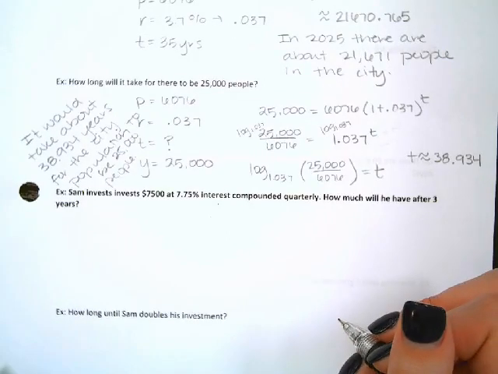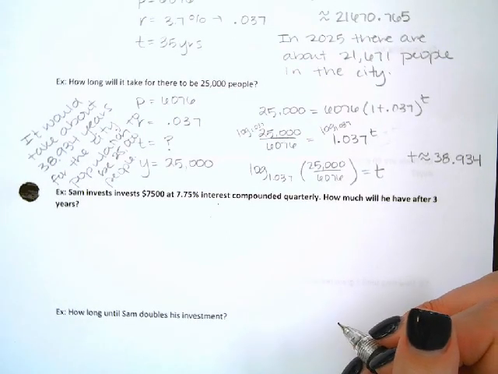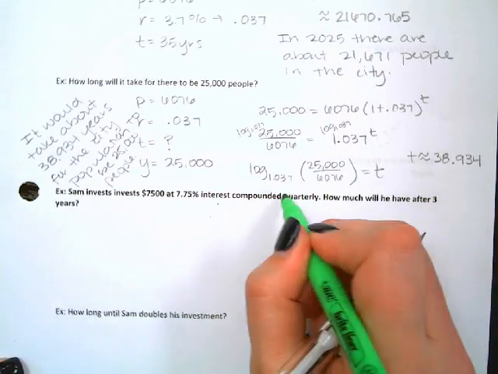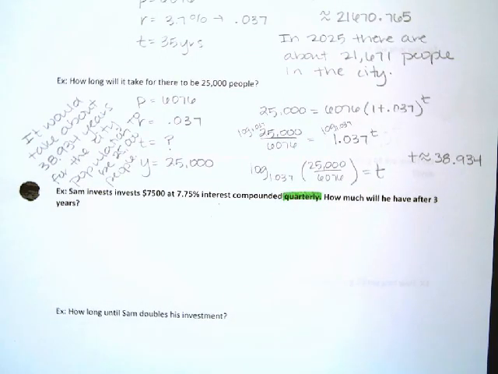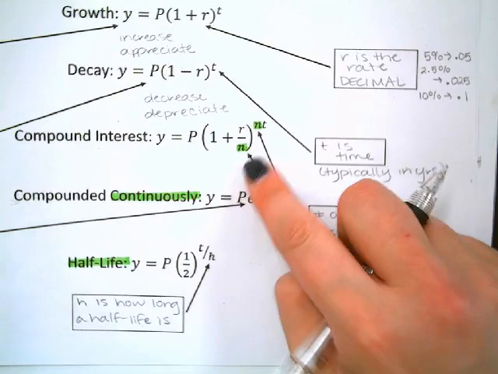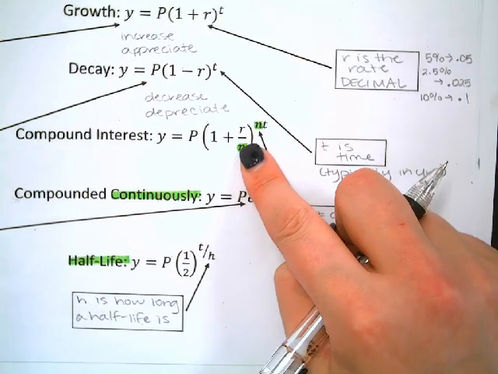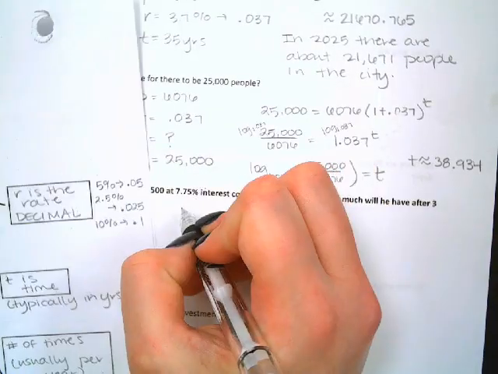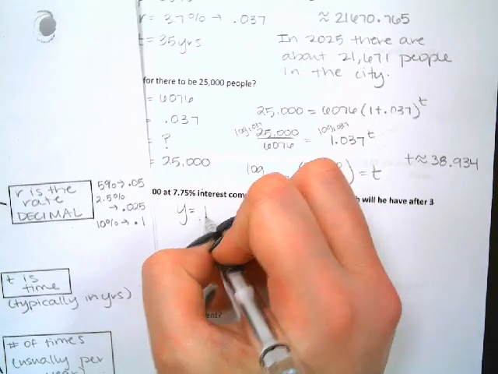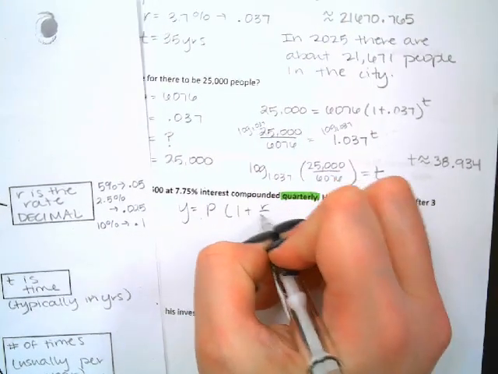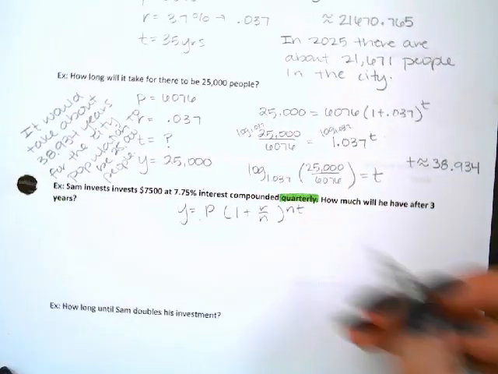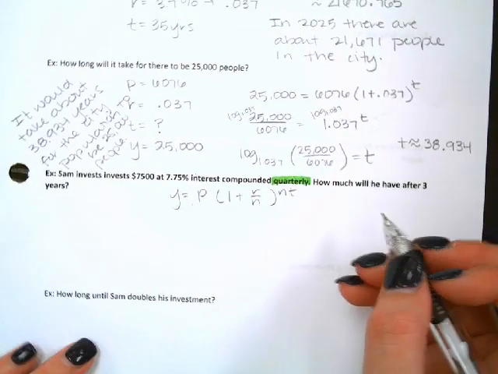All right. Sam invests $7,500 at 7.75% interest compounded quarterly. So that word quarterly is our key word there. How much will he have after 3 years? So this is what I was talking about when I said look for them giving you an n value. They're telling you how often something is compounded, and so that means that this is the formula that we're using. So I have y equals p times 1 plus r over n to the nt. Okay, so the y value is what we're finding. That's how much the ending amount is. That's what we want to know.